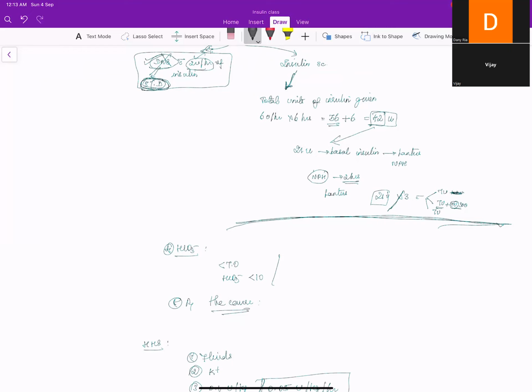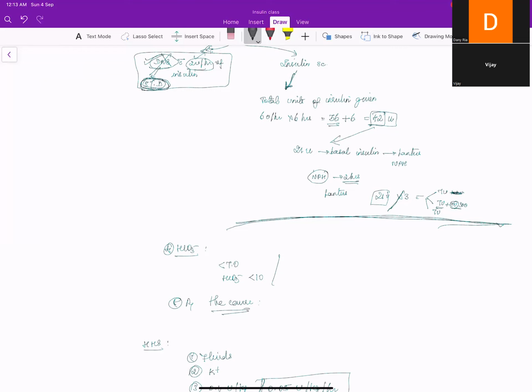Next, potassium. Potassium supplementation is a must, especially if potassium is low. How to give: 2 ampoules in 1 pint NS over 4 hours. If potassium is normal, we also give half the dose, that is 1 ampoule in 1 pint NS. Then insulin: we start at 0.1 units per kg, sub-Q, IV or IM, with IV or IM preferred.